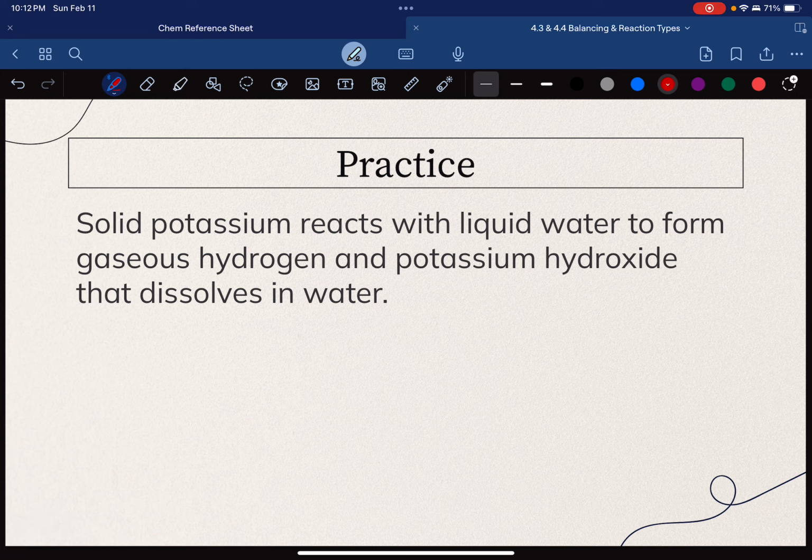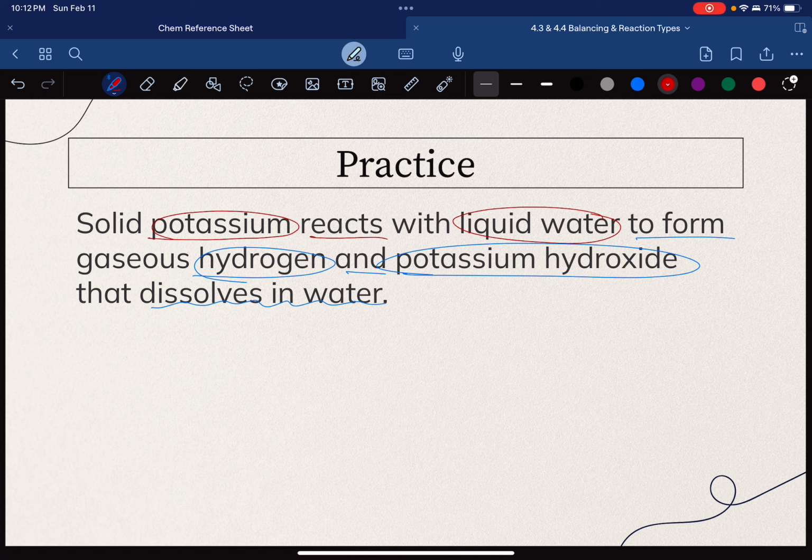Solid potassium reacts with liquid water to form gaseous hydrogen and potassium hydroxide that dissolves in water. Solid potassium reacting with liquid water to form hydrogen and potassium hydroxide that dissolves in water. Remember, that's going to show us our state of matter. It's not saying that water is a product.